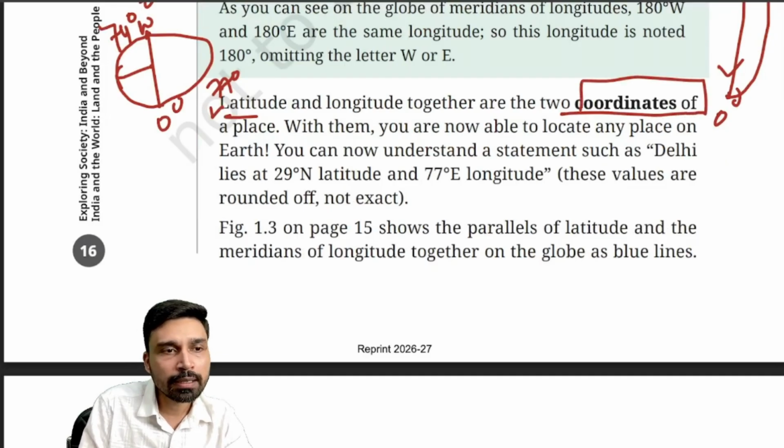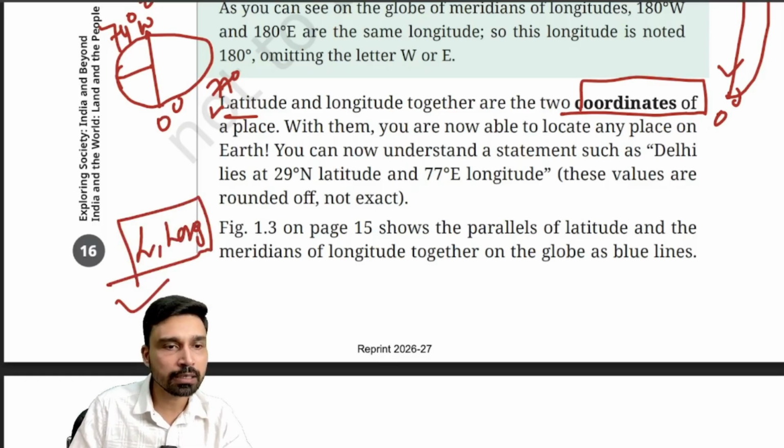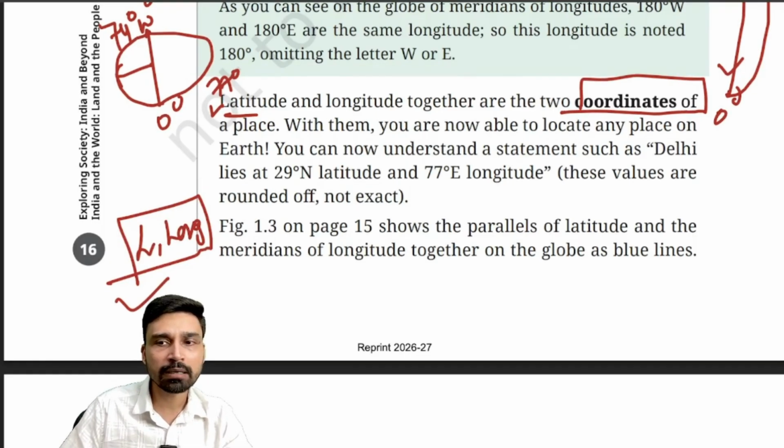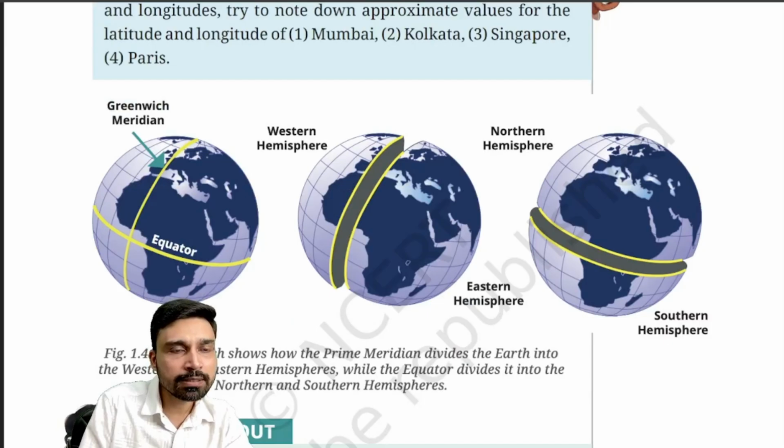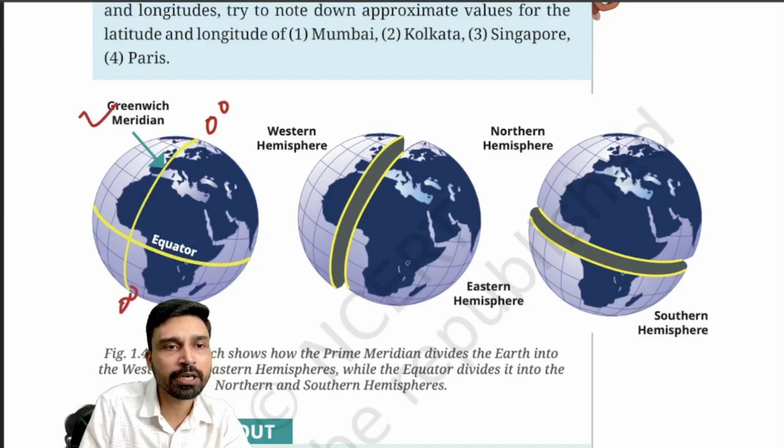And if you know the latitude and longitude of a particular place, you will be able to locate it easily everywhere on the Earth. Now, let us try to look at the map to have a better understanding. This is the map of the Earth. This yellow line that you see is the 0 degree longitude, which we have also referred to as the Greenwich meridian.